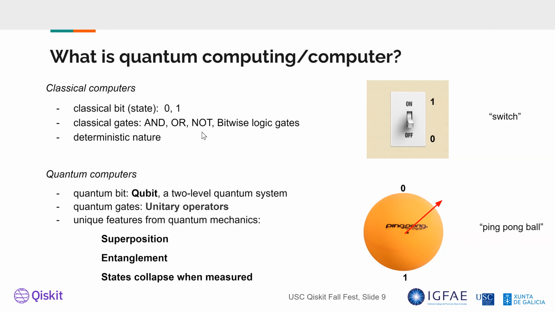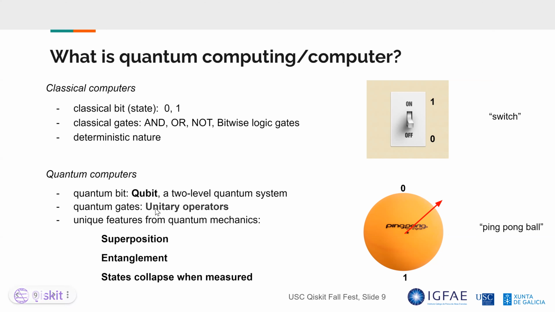And for a classical computer, you need classical gates: AND, OR, NOT, or bitwise gates. If you have some engineering background, you're probably familiar with these. And it has a deterministic nature. But on the other hand, in a quantum computer, the information is encoded in the quantum bit, which we always call the qubit. It's a nomenclature, and it's basically a two-level quantum system. So instead of a switch, now you have something like a ping pong ball. The ping pong ball also has two ends, but you can point in any direction on the surface of the ball.